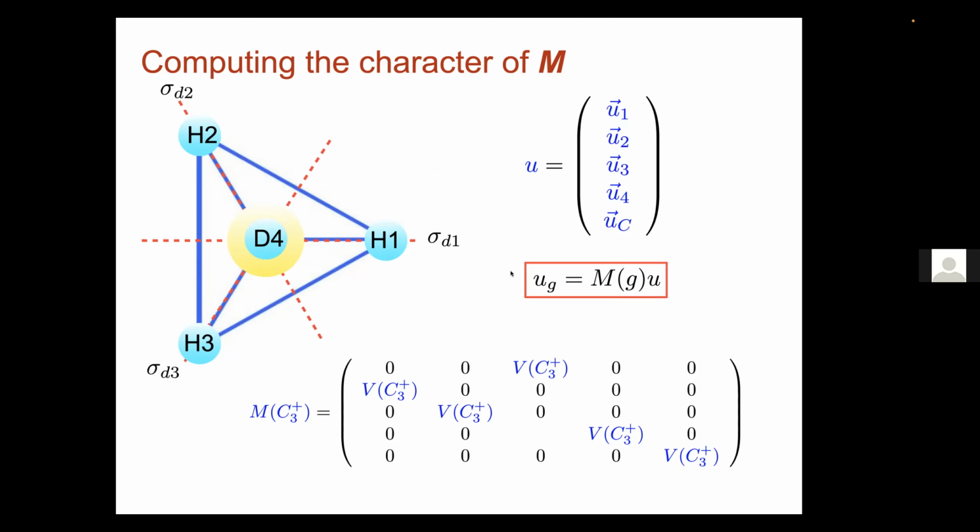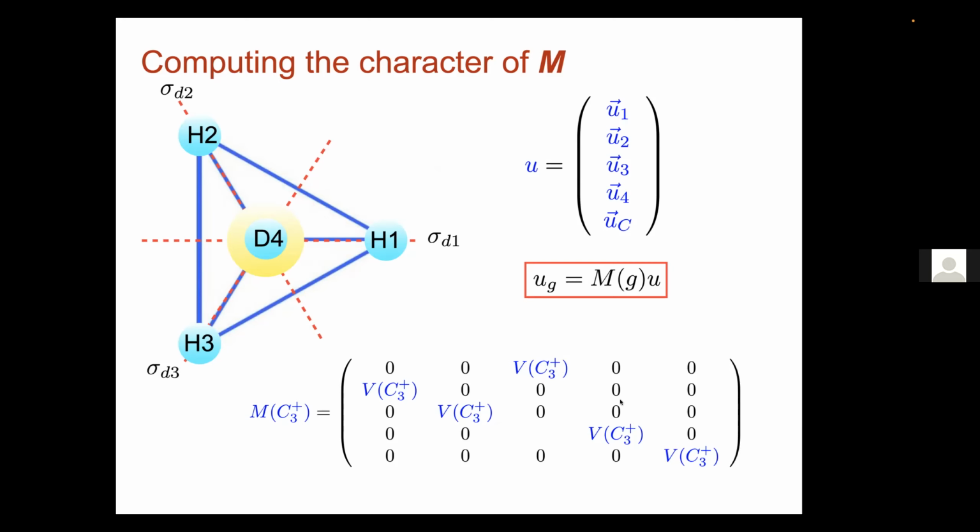So all the displacements are rotated by V of C3 plus, which is a 3 by 3 matrix. So basically, I just have to place the vector representation somewhere. I have to distribute it among the entries for the M, because one action is just a rotation. Why do they have to be exactly this way?